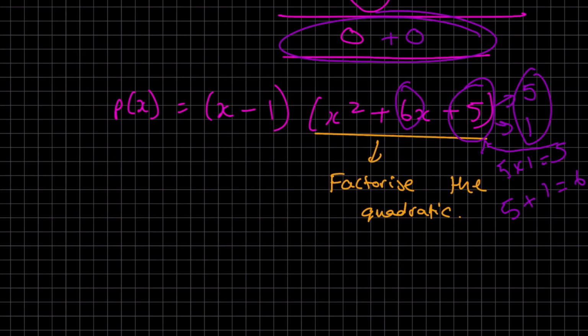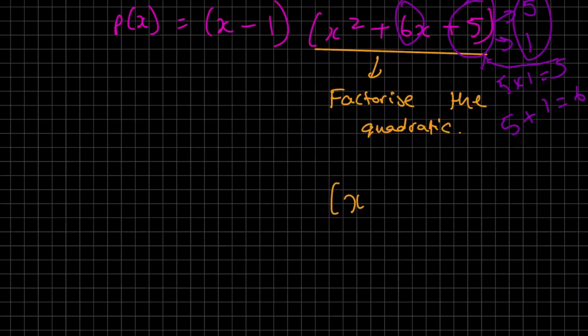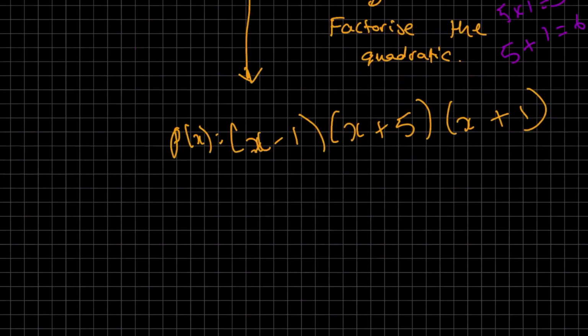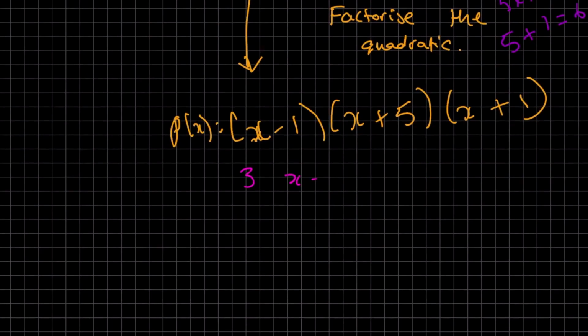This means that our two factors for this quadratic would be x plus 5 and x plus 1. And from the very first step that we did before, our factor that we found there was x minus 1. Okay, now that we have p of x in its factorized form, we can go ahead and graph this much more easily. From this, we can see that we will have 3 x-intercepts at x equals 1, x equals negative 5, and x equals negative 1.